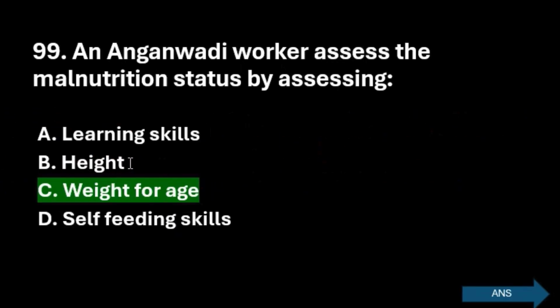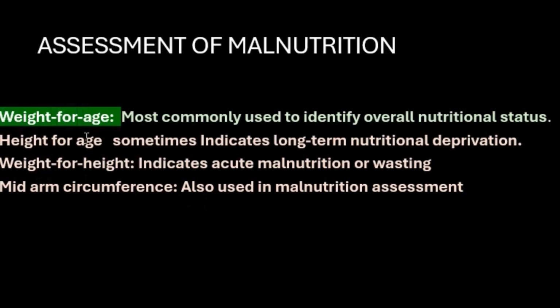Here in this option you can see height is just given. Height for age is not mentioned. Learning skills have no relation with malnutrition. Self-feeding skills also have no direct relation with malnutrition. It can be affecting, but if another person is feeding, maybe the patient will be getting correct weight. So weight for age, the patient's weight, will give you the clue along with height for age, or sometimes weight for height, and sometimes mid-arm circumference. Always weight for age is the most commonly used tool for malnutrition.